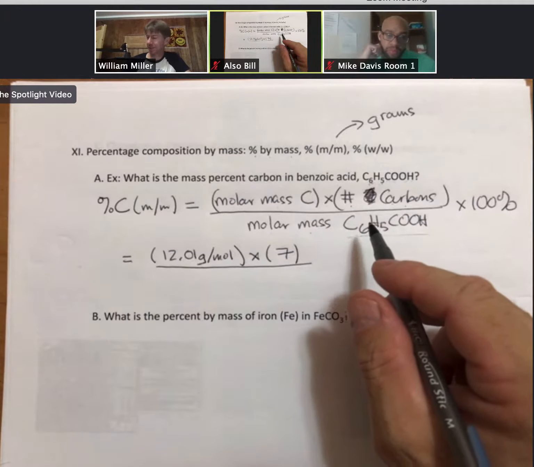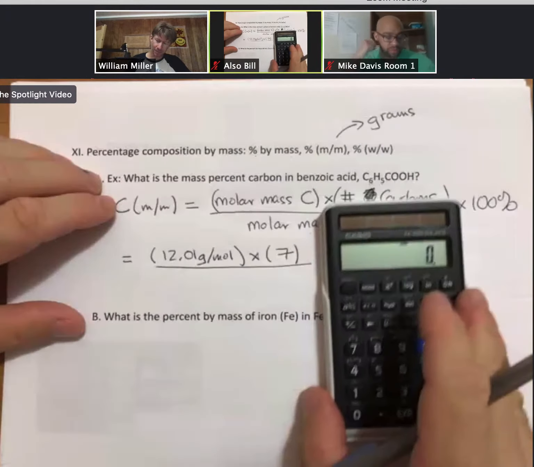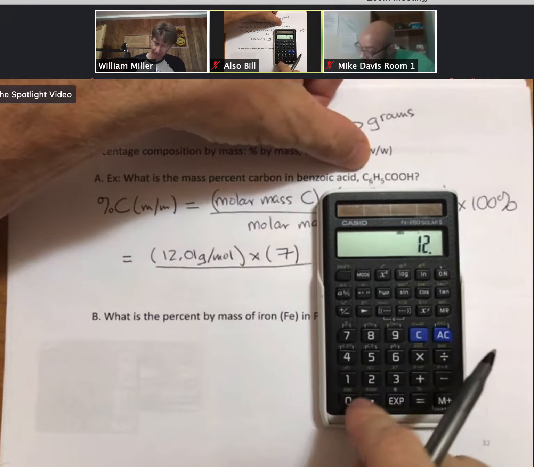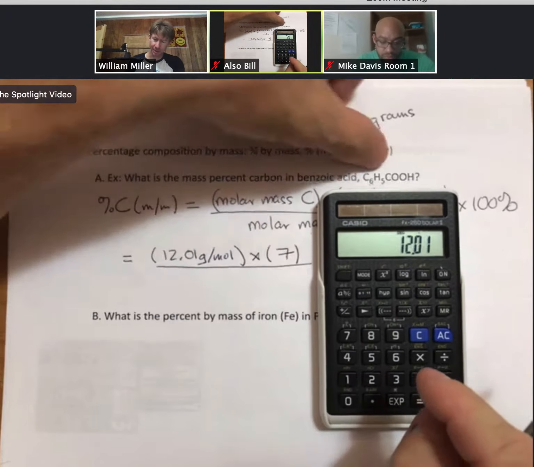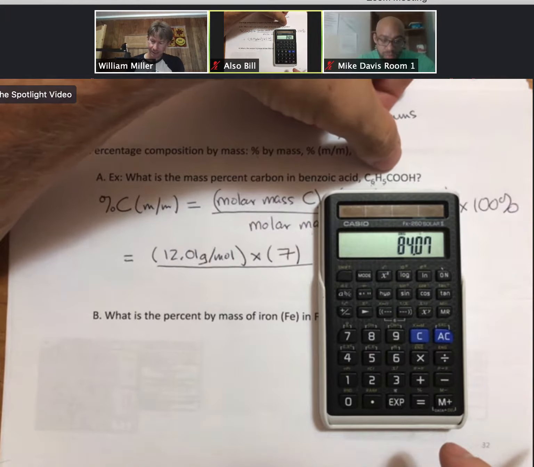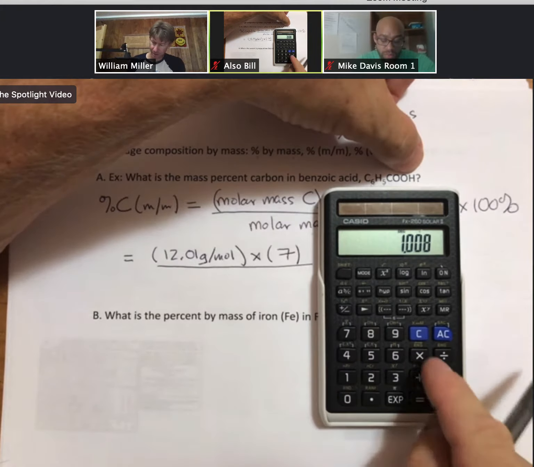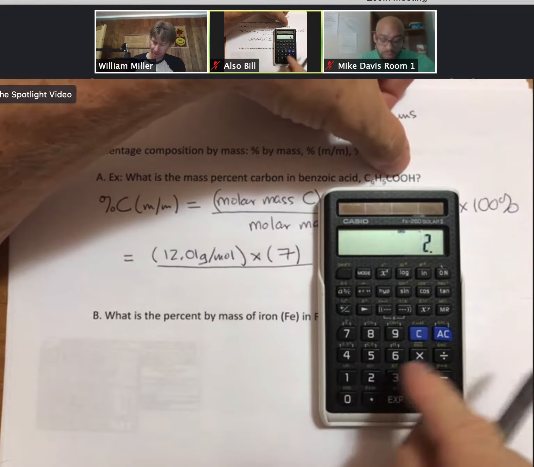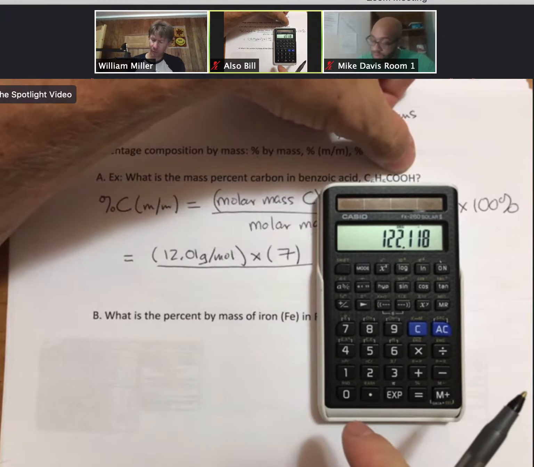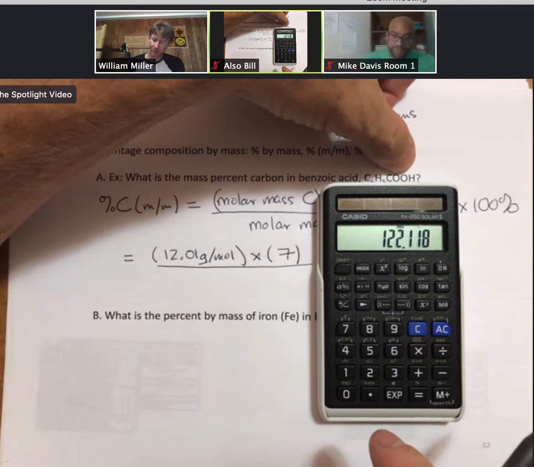So what I'd like to do is, I'm just going to do it on my calculator now. And so I have 7 carbons, which is the same as the first part, but then I'm going to add 6 hydrogens times 1.08 plus 2 oxygens at 16 each, and I get 122.118. I will go to 122.12.